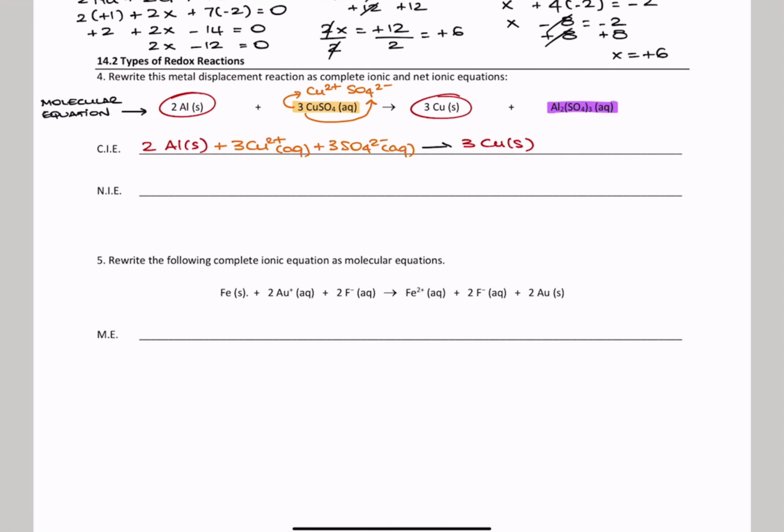Forms what? The 3 copper solid, don't touch it. Plus, we're going to dissociate as well the aluminum sulfate, but here be careful, we have 2 of the Al3+ ion and 3 of the sulfate polyatomic ion. So this here is your complete ionic equation.